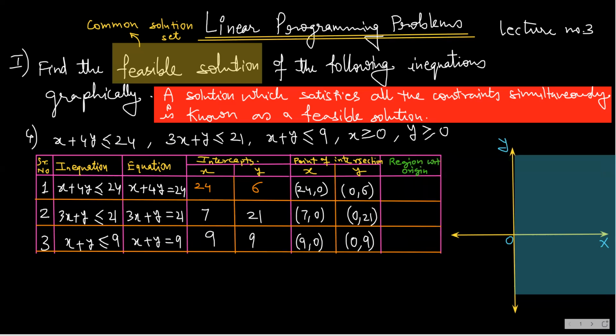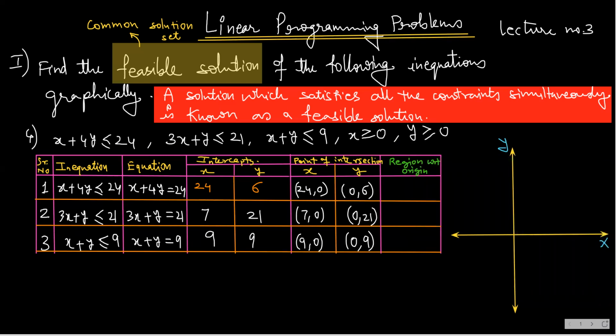So no need to go for x greater than or equal to 0, y greater than or equal to 0 in this column, because that is not required. x greater than or equal to 0 is the y-axis and to the right of it, and y greater than or equal to 0 is the x-axis and above it. So this is what we have done. Now we need to plot these lines. I will plot these lines on the graph paper and write the solution set.